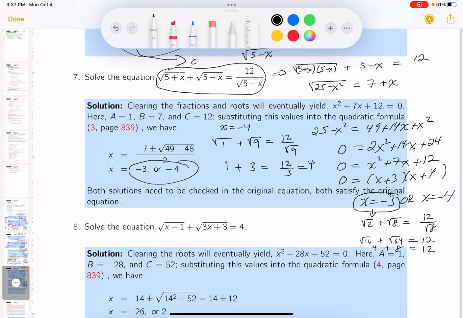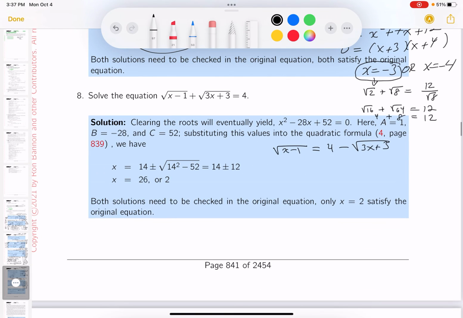Let's look at this one over here. And again, it looks bizarre. I mean, how do you do that? Well, we're going to recommend that you isolate a root. So I'm going to isolate the root of x minus 1. And what do you get? You get 4 minus the root of 3x plus 3. I'm going to square both sides. You could introduce an extraneous solution here, but I'm not worried.